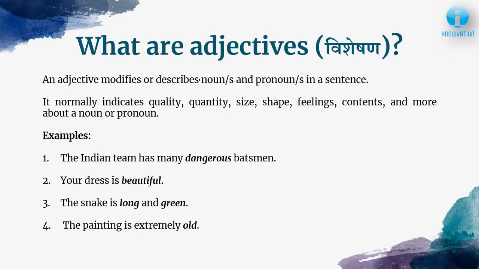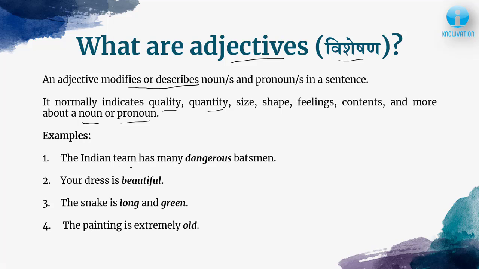So guys, first thing first, what are adjectives? या फिर विशेषण किसे कहते हैं? So friends, adjectives are simple words which modify or describe nouns and pronouns in a sentence. किसी भी noun और pronoun के बारे में जो भी ज़्यादा information देते हैं उन्हें हम adjective कहते हैं. So they generally indicate some quality, quantity, size, shape, feeling, content and some more information related to your noun or your pronoun. Okay, so let's see some very simple examples जिससे आपको और समझने में आसानी होगी.